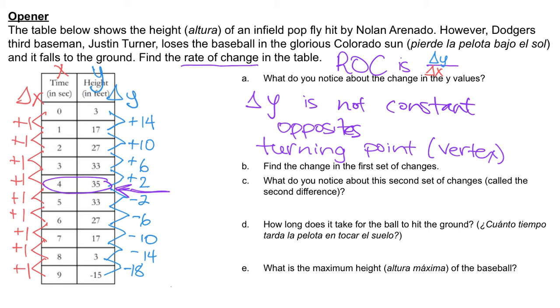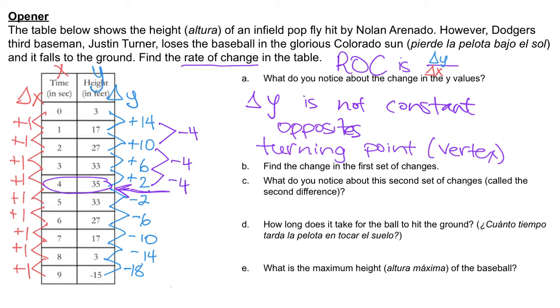So what we're going to do is find the change in our first set of changes. These are our first set of changes right here, our change in Y's, and we're going to find the change in those. From 14 to 10, I am decreasing by 4. 14 minus 4 gives me 10. I'm still decreasing from 10 to 6. I'm decreasing by 4. From 6 to 2, I'm decreasing by 4.